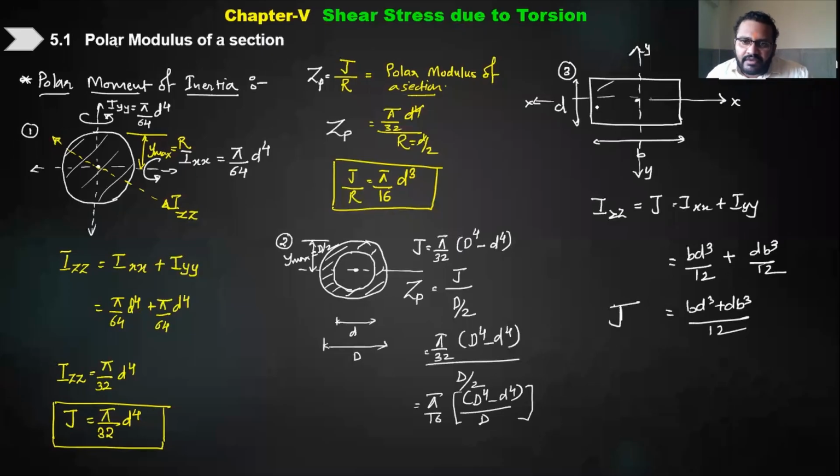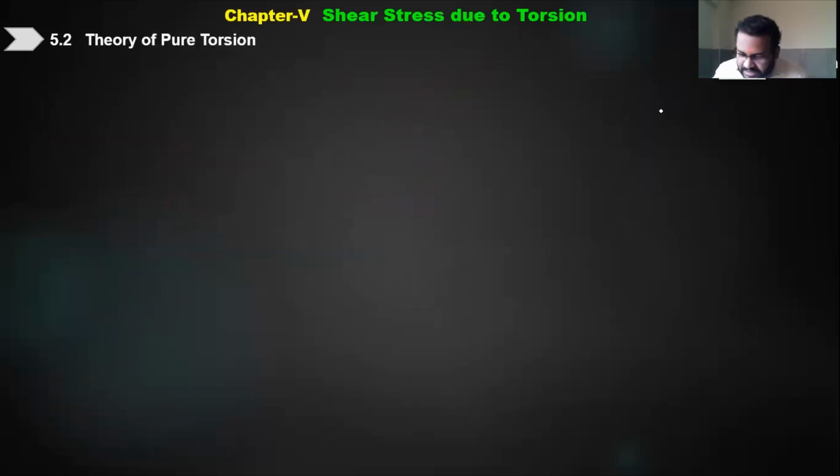So similar way you can find out for any of the cross section. You should just know that the polar moment of inertia is the summation of IXX plus IYY for any of the cross section. Now how to do these inertia we have already done that. Okay. Now without wasting time, let us go for torsion. Okay. Let us go for theory of pure torsion. So that is the next part which we have.